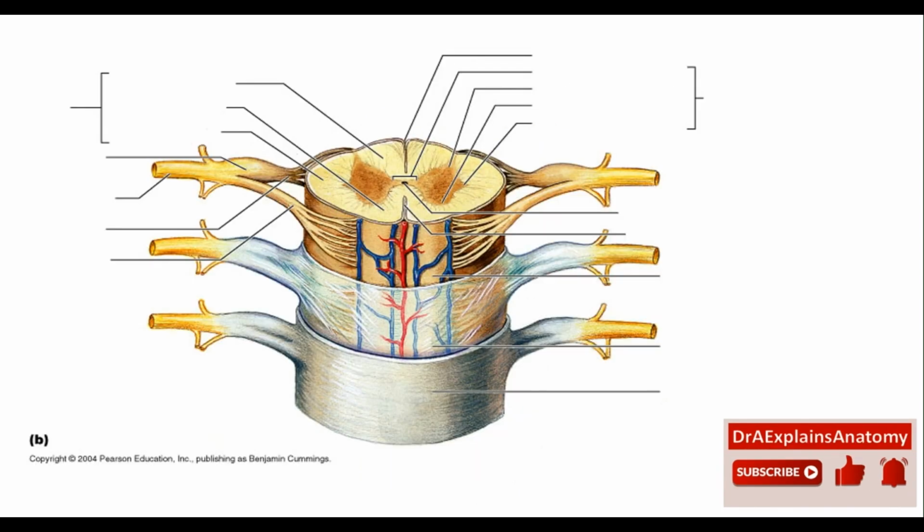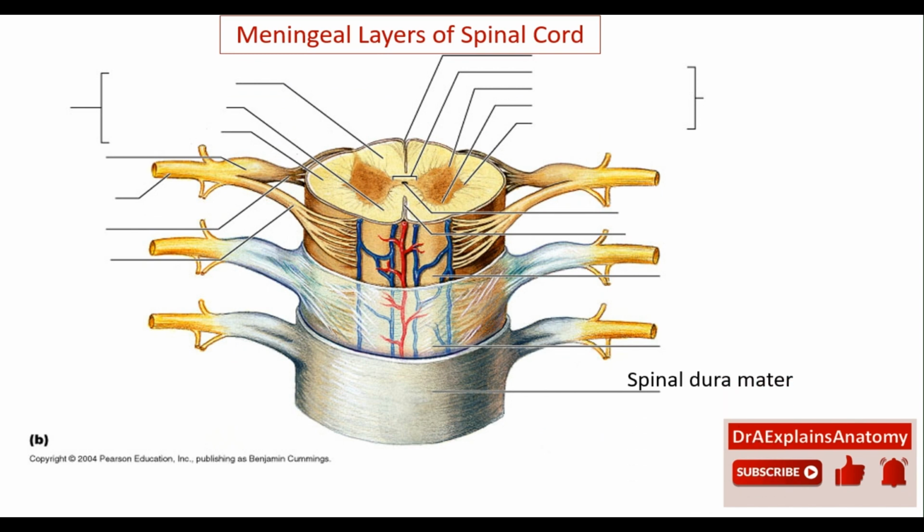Moving to the cross section in the spinal cord, first let's go over the meningeal layers of the spinal cord. The outermost layer is the spinal dura mater. Similar to the brain, the outermost layer of the meninges that covers the brain is the dura mater. We mentioned in the previous videos that we have the meningeal dura mater and the periosteal dura mater. This right here is the arachnoid mater. And this is the pia mater.